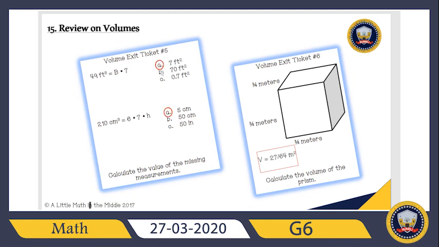Alright, so the answer chosen here is 7a. Why? Because the base 7 feet cubed, 7 times 7 gives me 49. So 7 is correct. 70 is wrong and 0.7 is wrong. Now, 210 centimeters cubed, which is volume V, equals length 6 times width, which is 7, times height. 6 times 7 is 24. What number do I multiply by 24 to give me 210? This is 5.